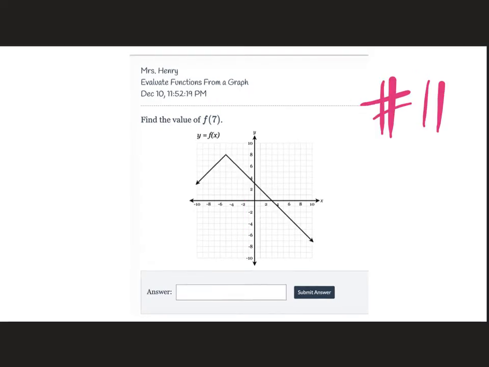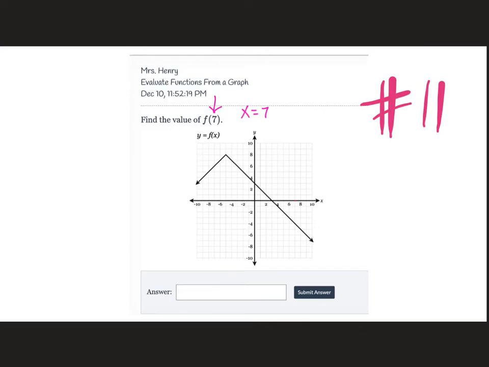All right, we have another V-shaped graph. This one says find f of 7. So when x equals 7, what's your y value? You're going to go over to positive 7, and we're going to look. Obviously, we wouldn't go up because there's no graph here. So we're going to go to 7, and we're going to go down until we hit the graph, which is right here. And then we look at our y value, which is negative 4.